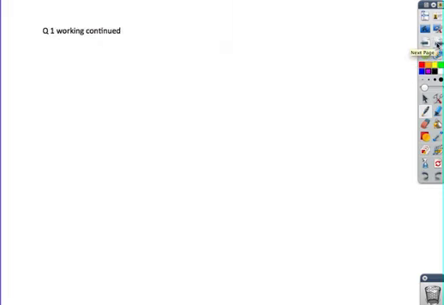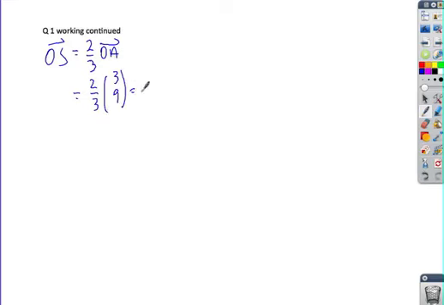All right. So we're told in the question that OS is equal to 2/3 of OA. It's 2/3 of the way from Oakham to Axthorpe, so it's 2/3 of the vector from O to A. And that's just a scalar multiplication, 2/3 of (3, 9), and that is the vector (2, 6).